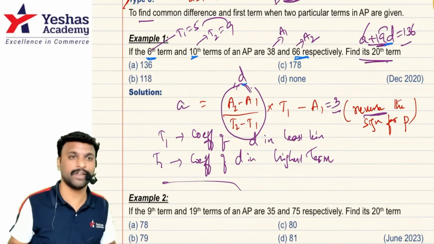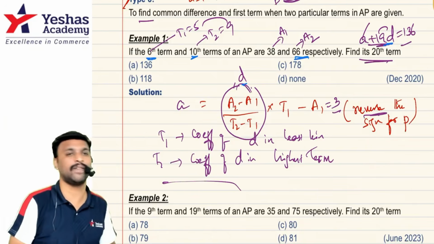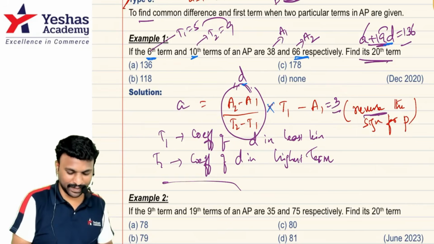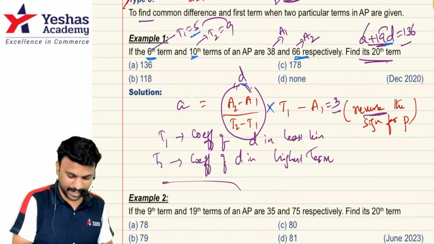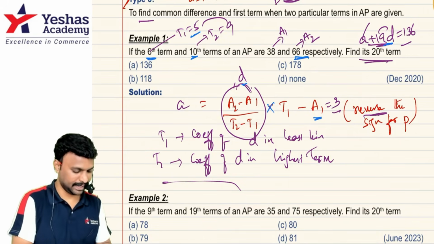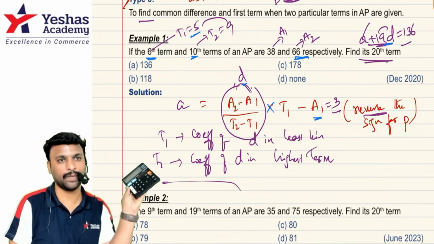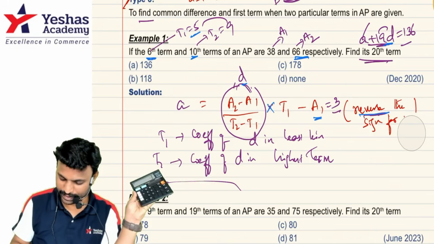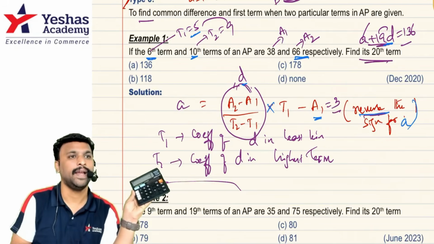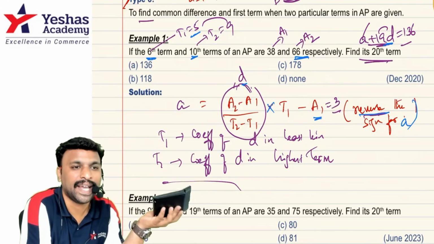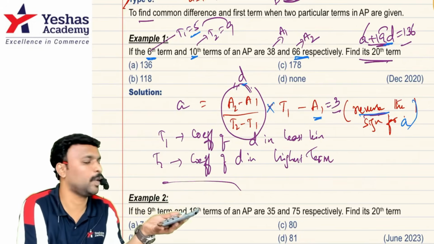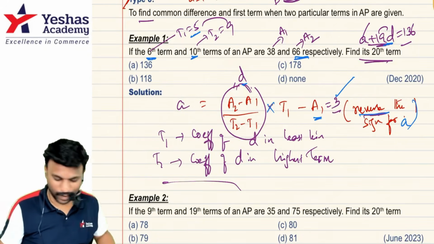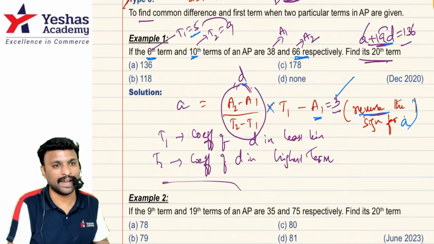Do I need the common difference for future purposes? Yes, so store that value. Are you getting 7? That is what D is. Into T1. What is T1? 5. Minus A1. What is A1? 33. If you press equal, you get minus 3. But reverse the sign here. What is P actually? A. In AP, P becomes A. Are you getting it? So you get minus 3, take it as plus 3. Now I got the A value.